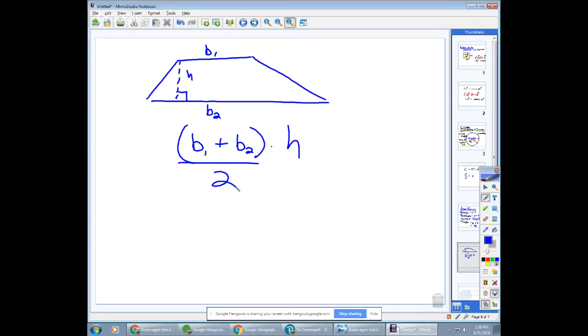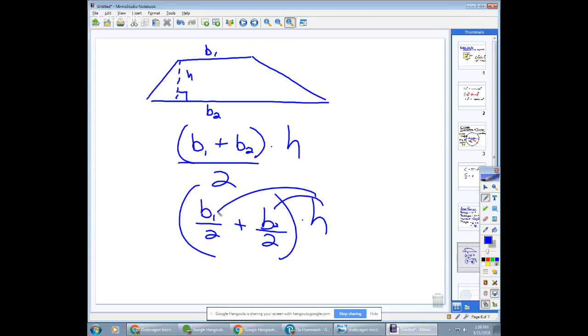I could say that both bases are divided by 2, so that's the same as base 1 over 2 and base 2 over 2, and they're both being multiplied by the height. So then what I have is base 1 times the height over 2 plus base 2 times the height over 2. And what are these things now that I've separated out here? They must be formulas of triangles.